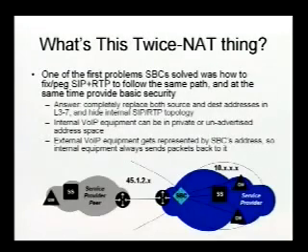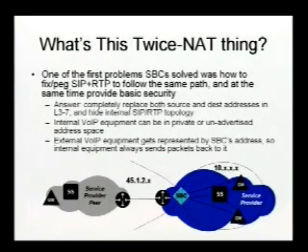So I'm running out of time. I'm going to go quickly through this. So what's twice NAT, and why is that so important? I know a lot of people think NAT is the mother of all evils on the planet Earth, and it certainly would be if it weren't for the fact that so many people use it and it actually provides some very rudimentary but useful security features.